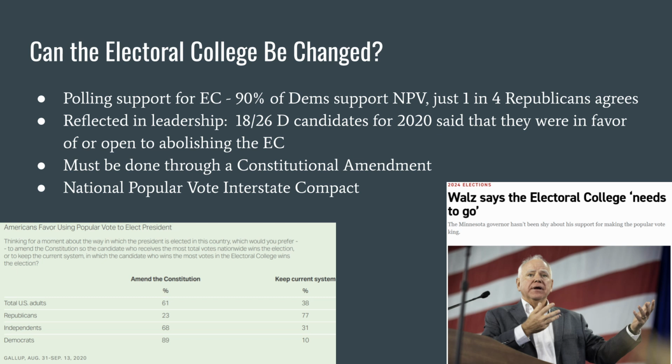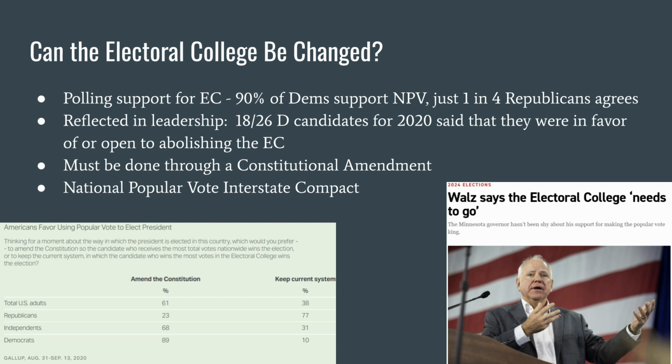Tim Walz recently stated at a fundraiser that the Electoral College needed to go. So generally speaking, you see much more support for that on the Democratic side of things. However, it must be done through a constitutional amendment, and the requirements for that are quite high. A constitutional amendment must be ratified by 3/4 of the state legislatures, or when 2/3 of the House and the Senate agree to it.